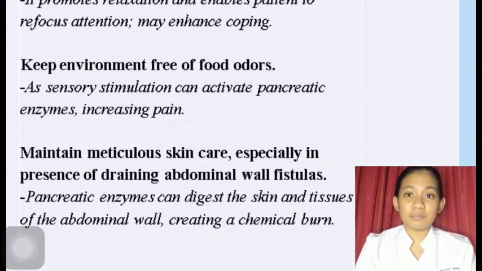Seventh, maintain meticulous skin care, especially in presence of draining abdominal wall fistulas. It is done because pancreatic enzymes can digest the skin and tissues of the abdominal wall, creating a chemical burn.